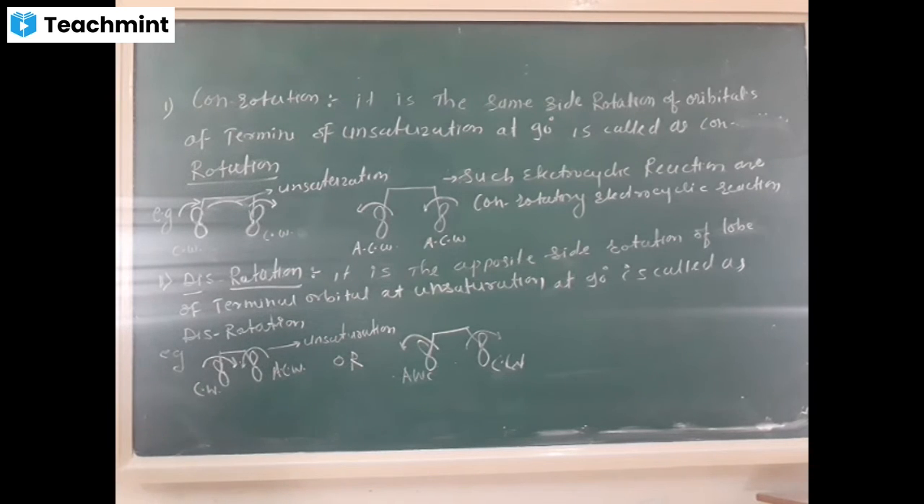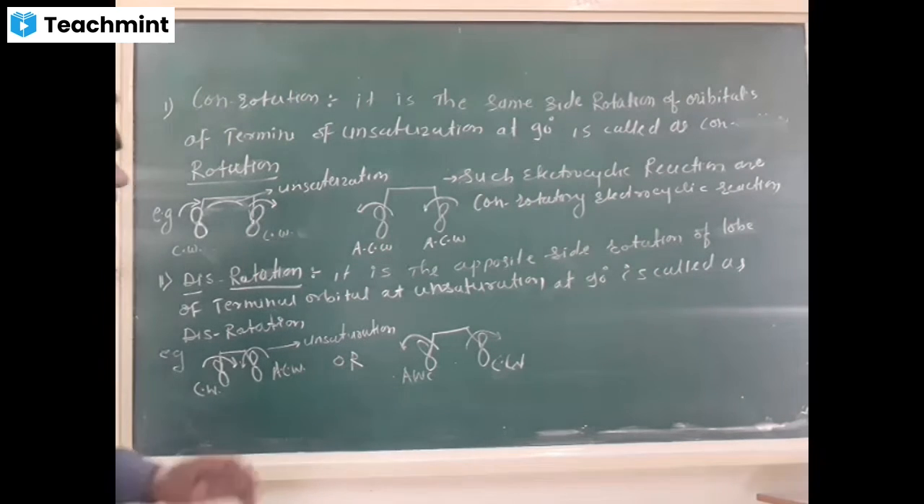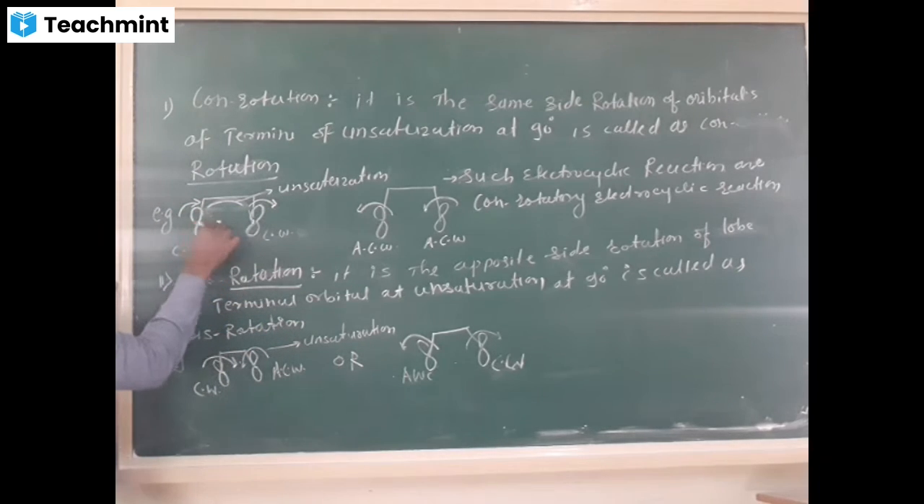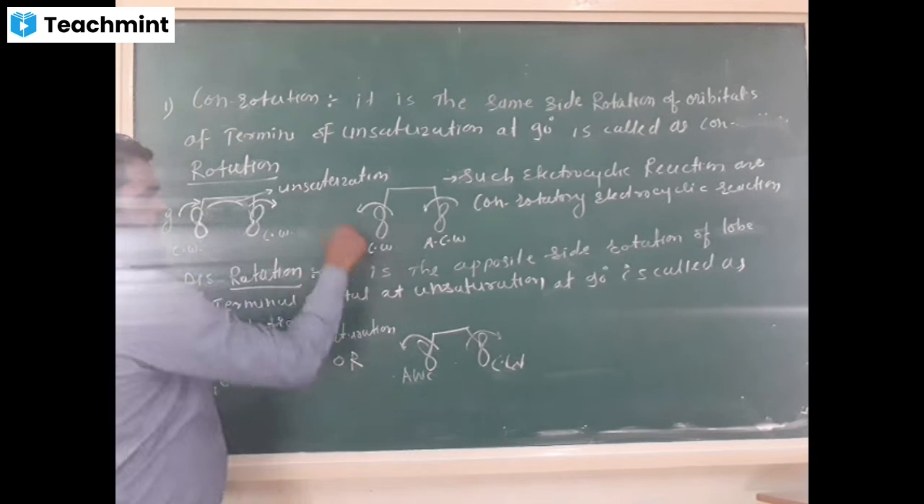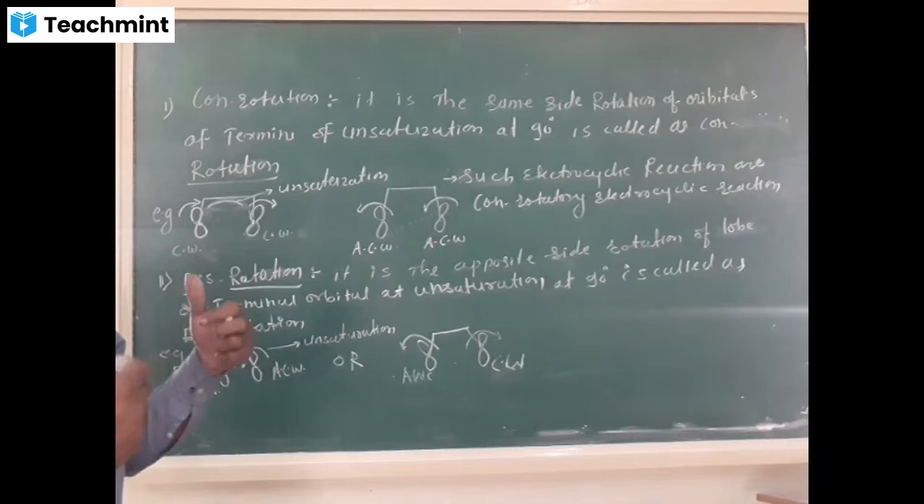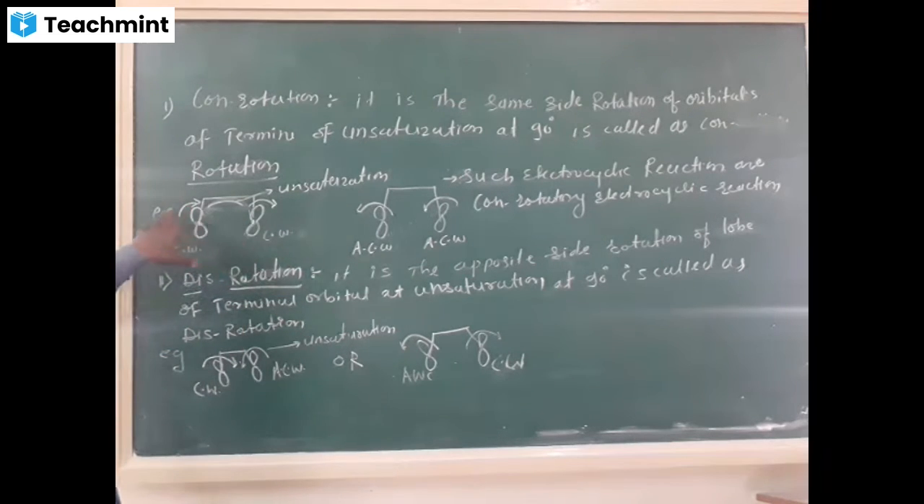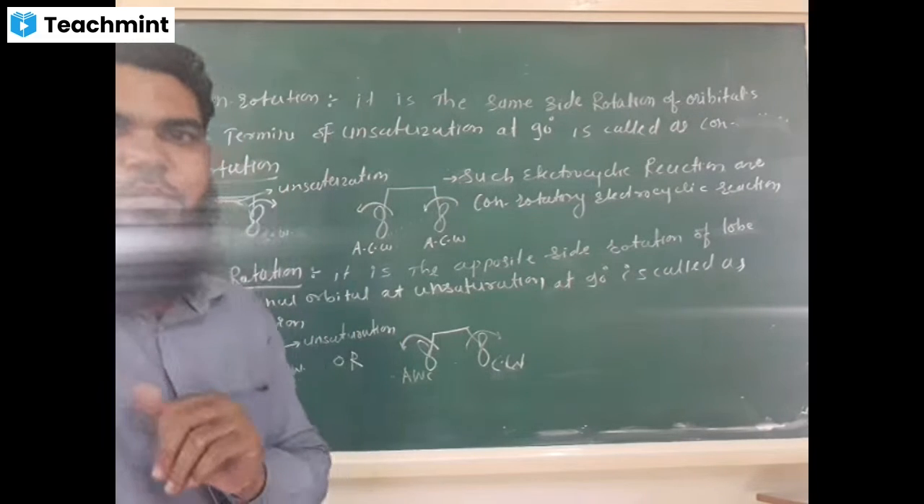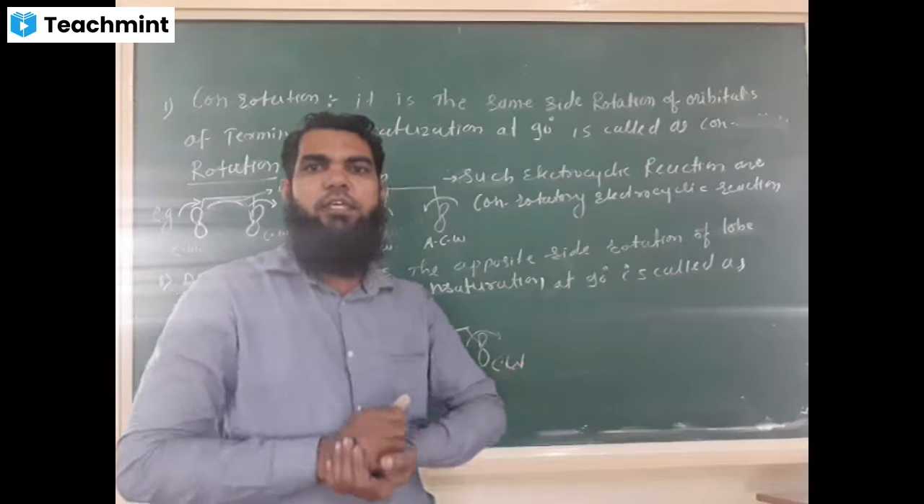So what do we have to conclude from these two examples? During bond formation, how will the bond form? The sigma bond will form by overlapping of these two orbitals. When this orbital rotates this way and this orbital rotates that way, a new sigma bond will form between these two lobes after rotation. So during bond formation, if the rotation of lobes on the same side through 90 degrees is called con rotation, the electrocyclic reaction is a con rotatory electrocyclic reaction.